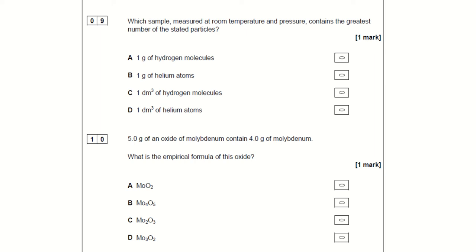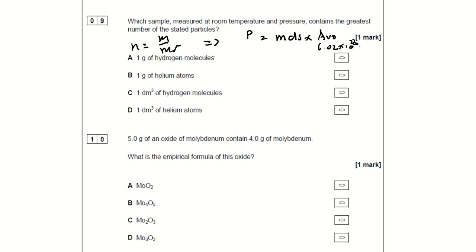Right, multiple choice section then. Which sample, measured at room temperature and pressure, contains the greatest number of stated particles? Here we had to get into Avogadro's number. The first thing we need to do is get moles. So moles equals mass divided by the RFM, and then particles equals moles times Avogadro's constant. Remember, that's 6.02 times 10 to the 23. It's on the back of your little periodic table.